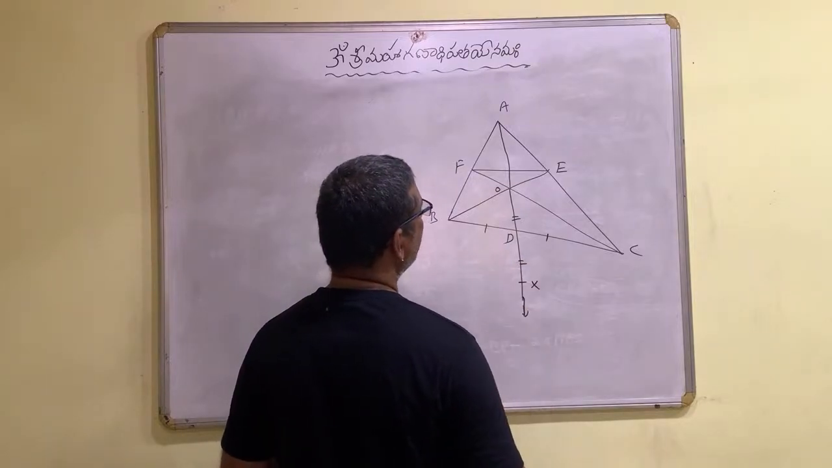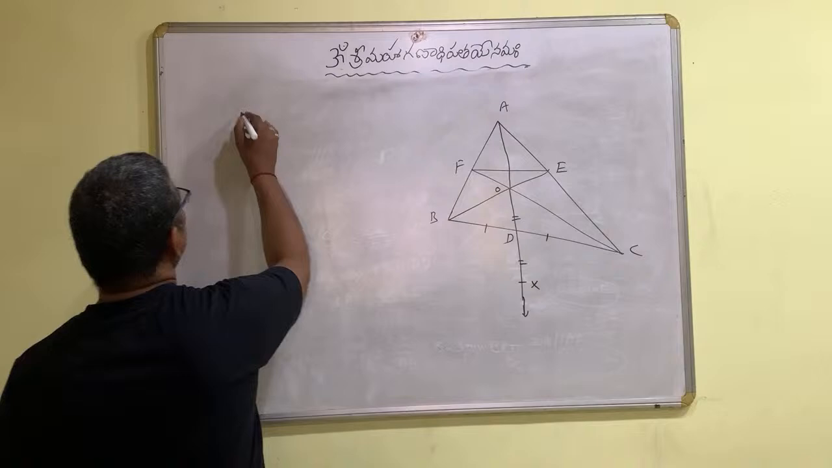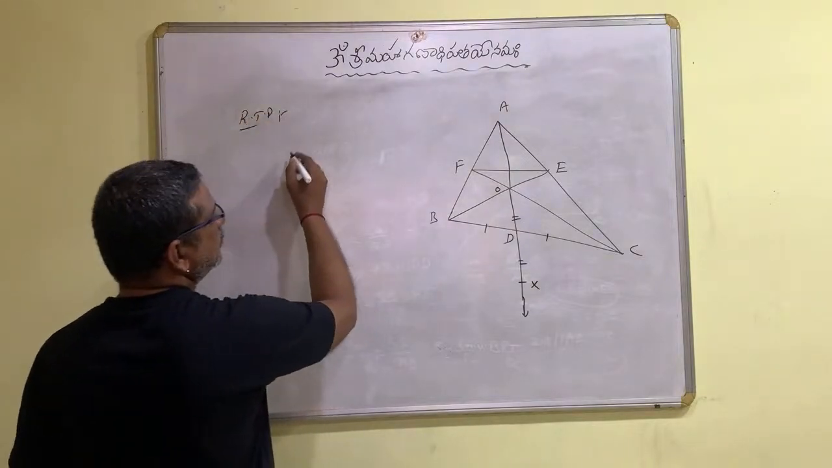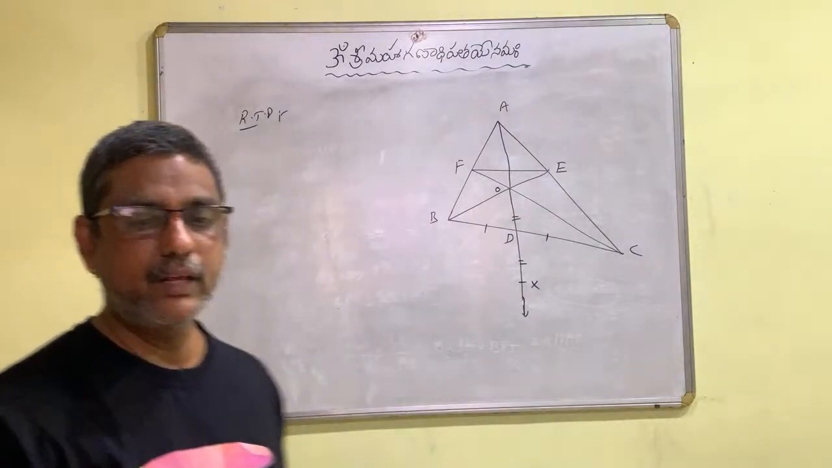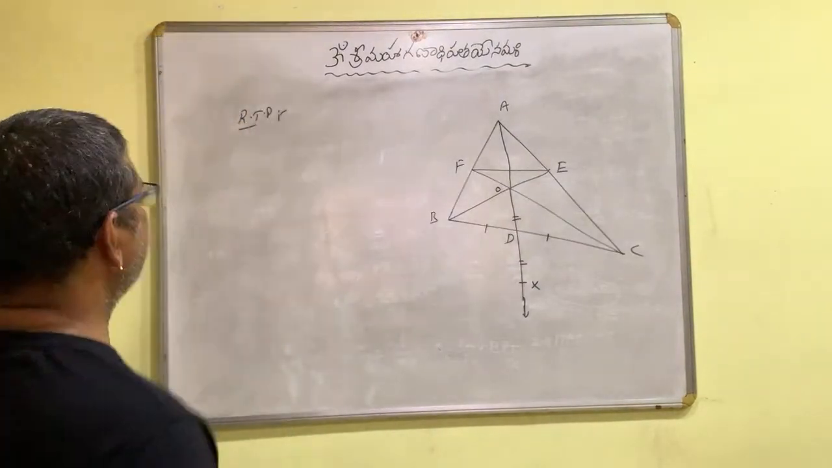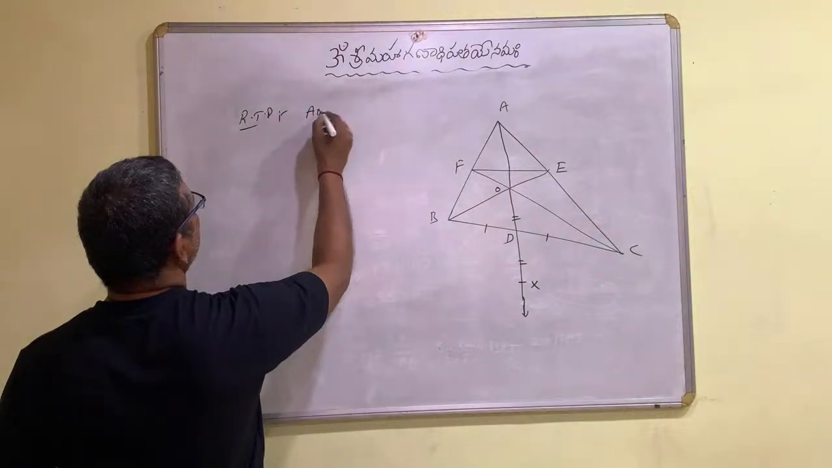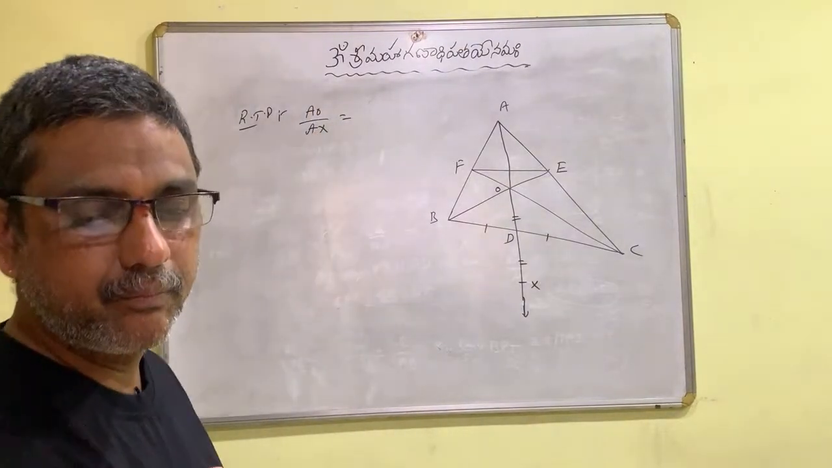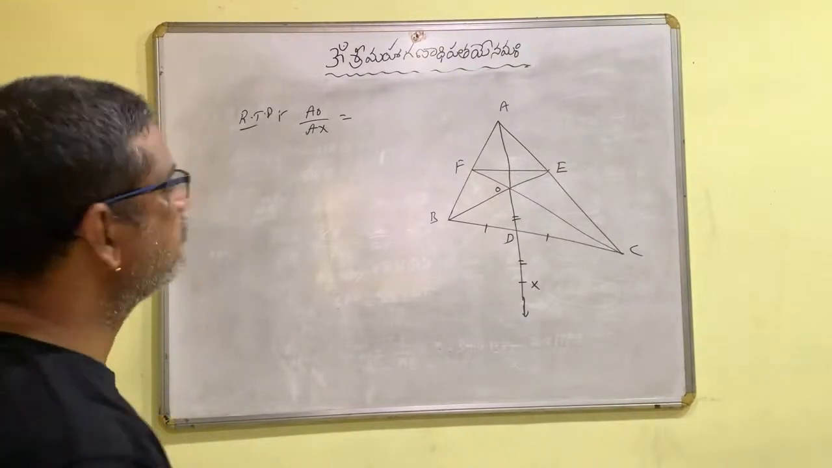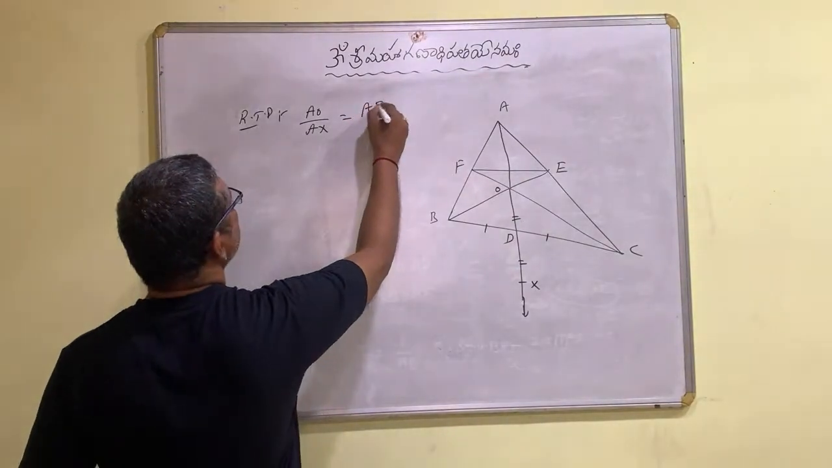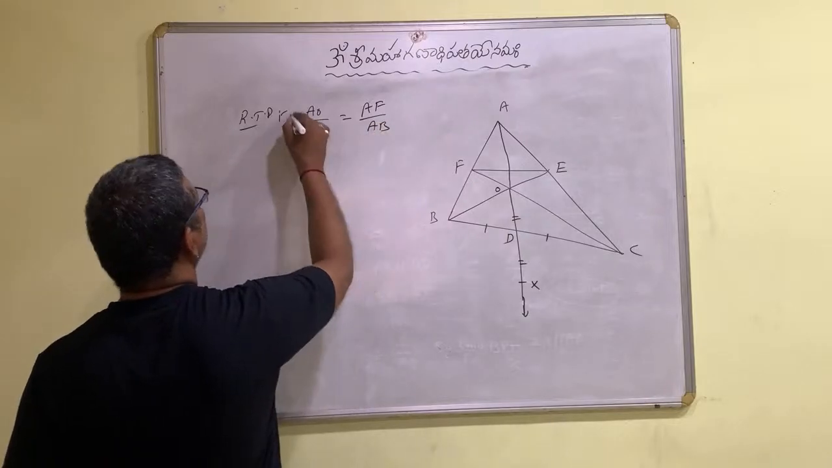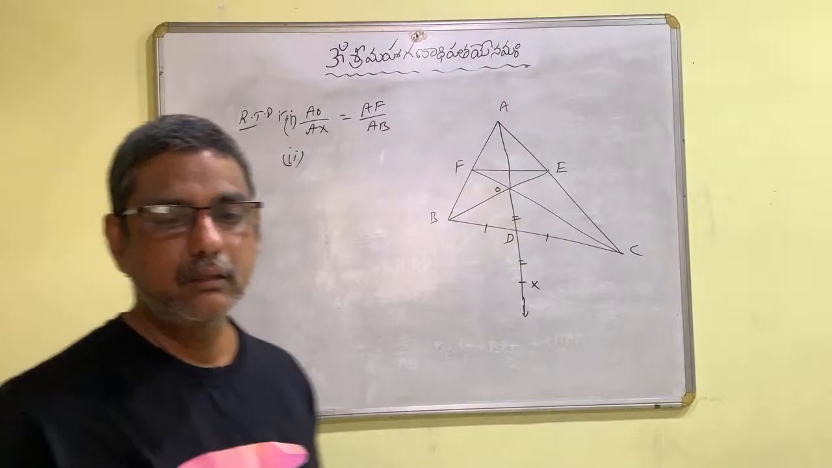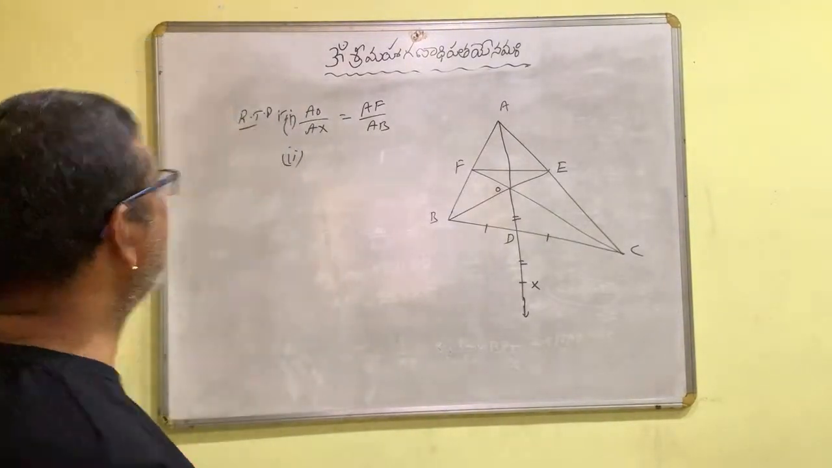And what we have to prove? Required to prove: AO by AX is equal to AF by AB. This is one. And second one is EF parallel to BC.